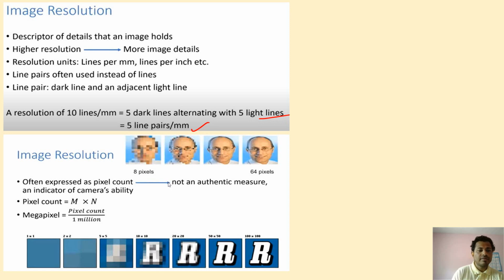Now, image resolution is often expressed as pixel count, and it is not an authentic indicator of a camera's ability. If we go to pixel count, M cross N, the megapixel count is the pixel count divided by 1 million. If we increase the pixel count like this, the clarity of the image increases.